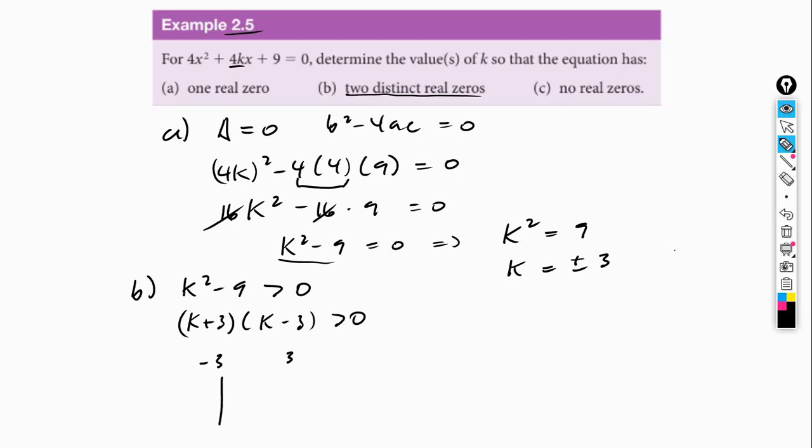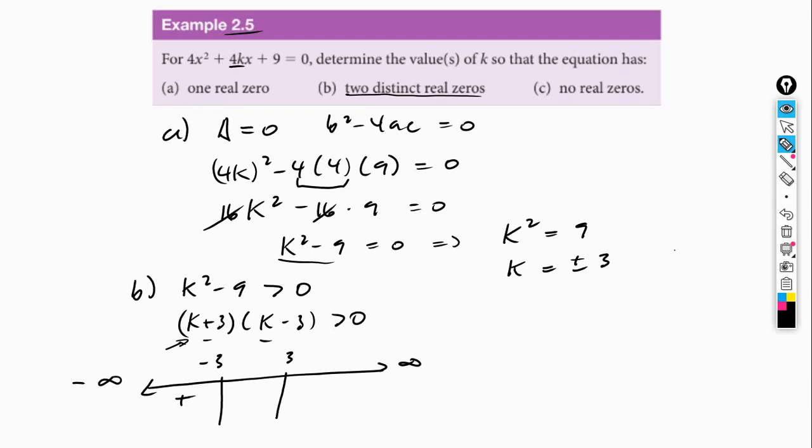And based on that, we can draw a table through which we can find out which values will give me a negative result or a positive result. So this is negative infinity, and this is positive infinity. Let's test a value that is less than negative 3. So if I plug in negative 4 here, I'm going to get a negative. If I plug in negative 4, I'm going to get a negative. Negative times negative is positive.